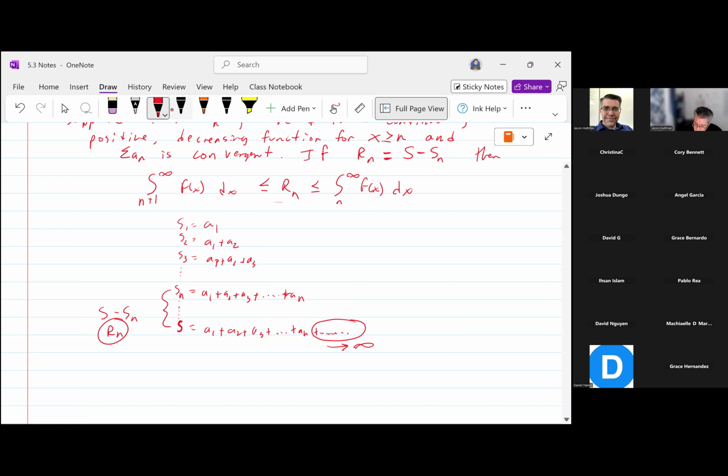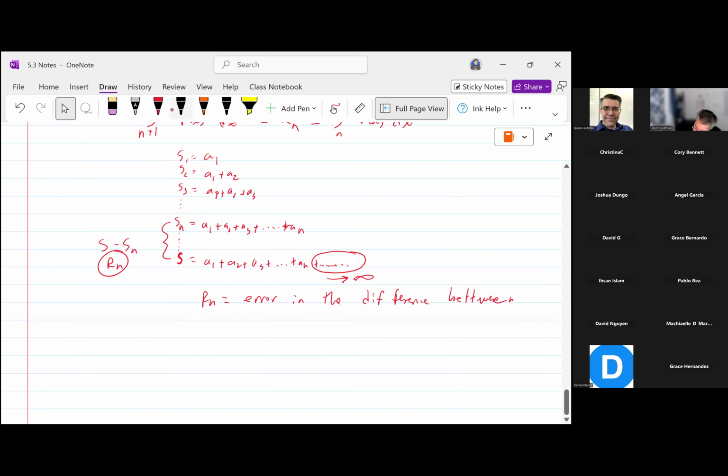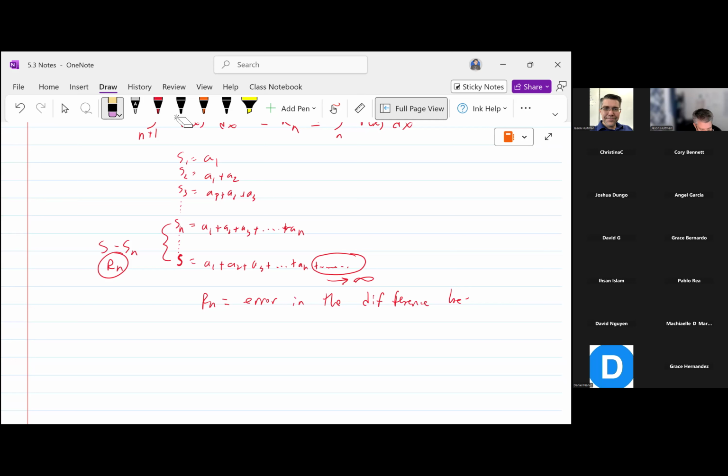But I can use this to find the remainder, that remainder value, or what we would call the error. So R sub n you can think of as the remainder or the error in the difference between our partial sums, S sub n and S. So that's R sub n.